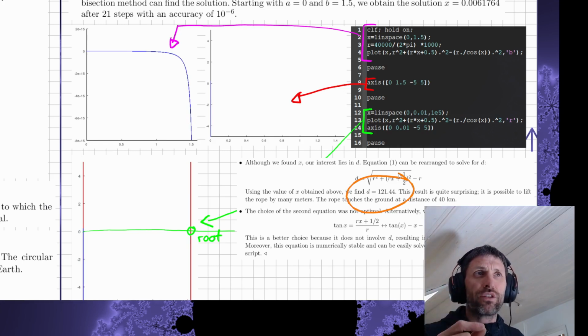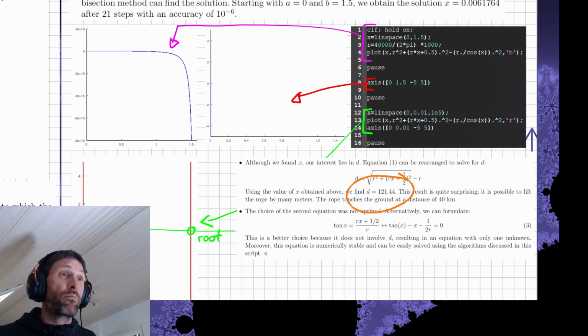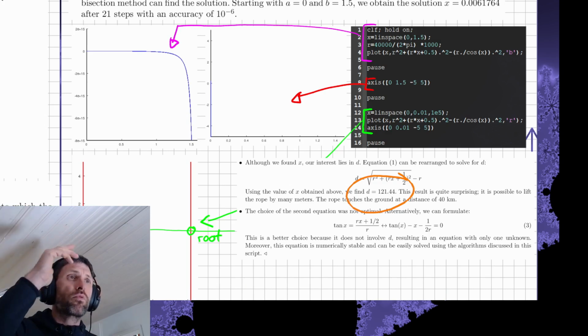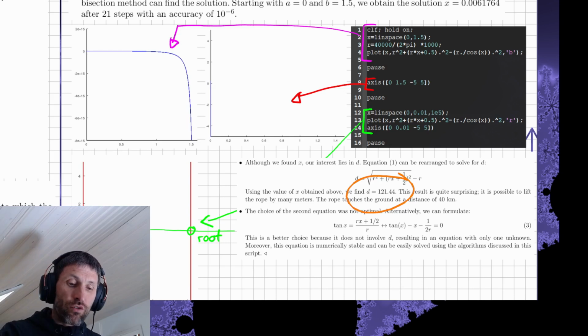This is a very, very astonishing answer. And the first reaction is there must be some error. It is impossible. You can't lift the rope by more than 100 meters. But this is true, there is no error.